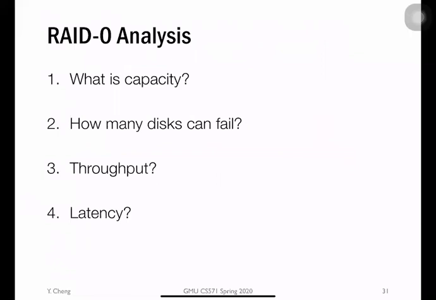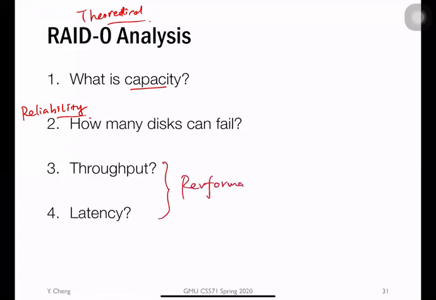So next comes the theoretical analysis part. In theory, how much it could perform, how best it could perform in terms of performance, in terms of capacity, and in terms of reliability. So the second bullet is reliability, and the first one is capacity. And bullet number 3 and bullet number 4 are performance.